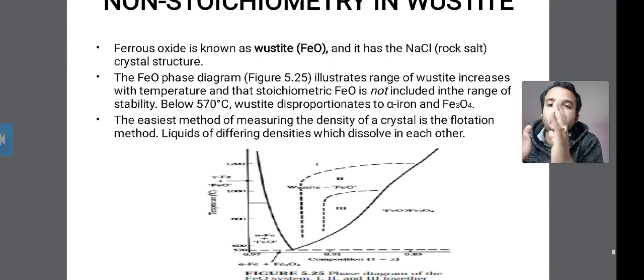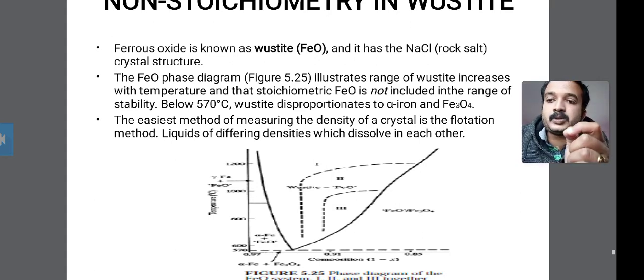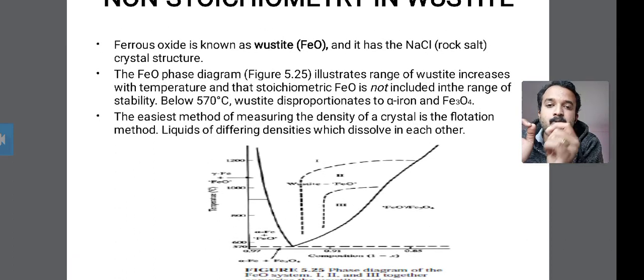It illustrates that the range of oostide, the ferrous oxide range, increases with the temperature. As your temperature slowly increases, the oostide range also increases. And the stoichiometry of ferrous oxide is not included in the range of stability. You have to know that ferrous oxide is an oostide, and the stoichiometry of FeO is not included in the range of stability.